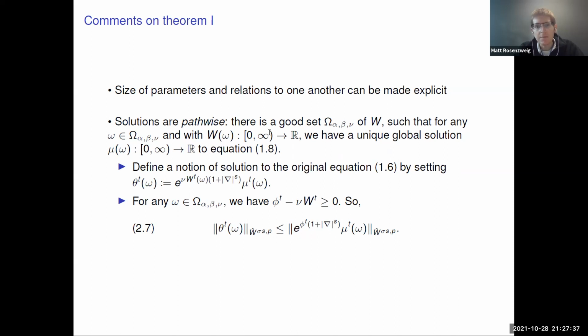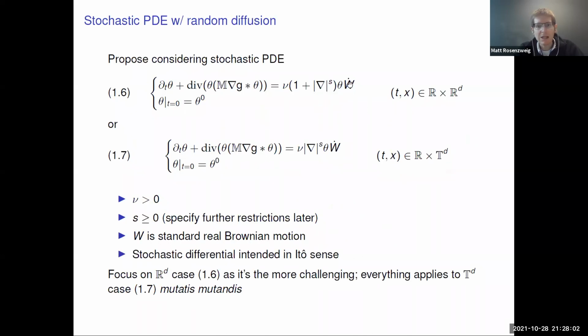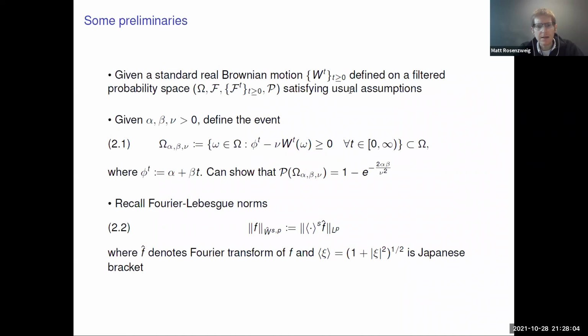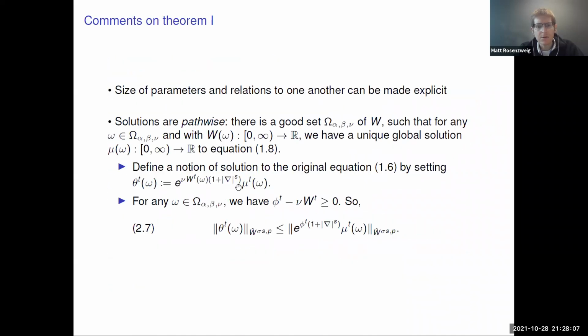And what do I mean by that? There's a good set of paths, this omega alpha beta nu that I defined before, such that for any path in this space and any such realization of the Brownian motion, I have a unique global solution corresponding to that realization. So if I do this, I can define a notion of a solution to my original equation, the stochastic PDE, just by undoing the transformation. So defining theta t, and then undoing that gamma operator that I applied to begin with.